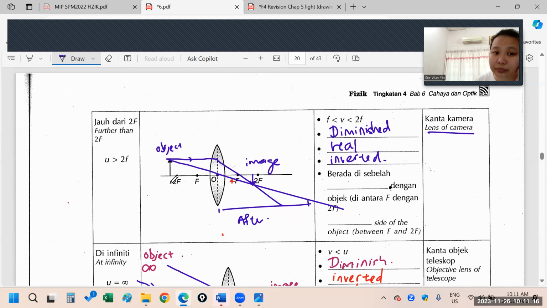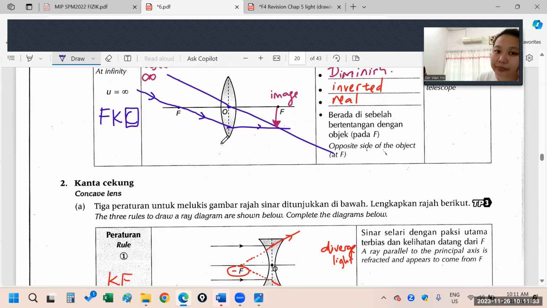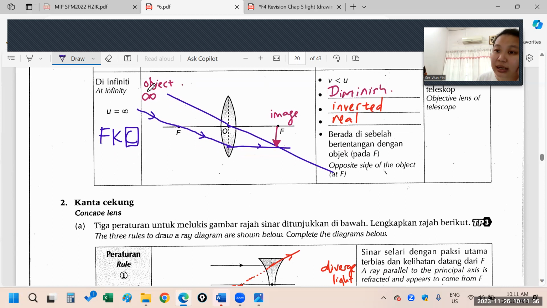Same thing here. This is U and this is V. So you can see U is further. So height of object is larger than height of image. So height of image is smaller, diminished. So this one from far away means the object is very, very large. So when it comes to here, this is V. U is from infinity. It's very far away.